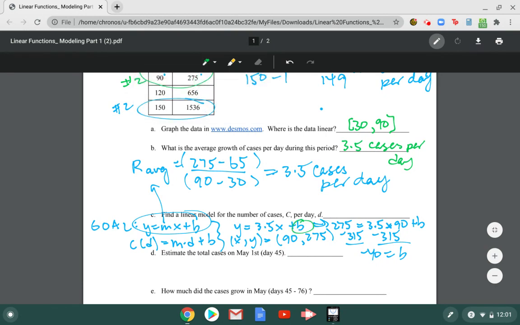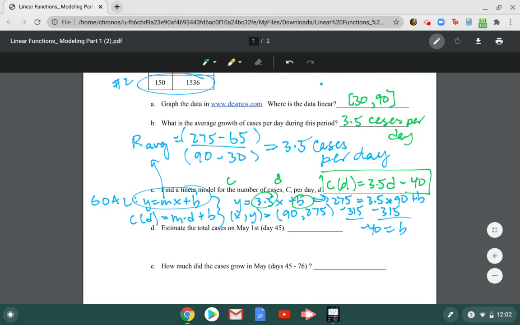That's going to go here. I already have my 3.5, and I need to change my y into c and my x into d. So putting it all together, I've got c of d is equal to the slope or rate of change, 3.5, x, these are really days, so d, and then b, so minus 40. Okay, so there's my linear model for cases per day.